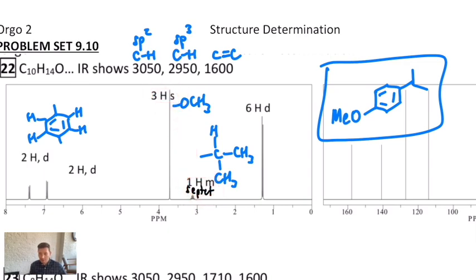So you can kind of confirm everything at the end and look at the signal location to really conclude that you have the right structure. Not even looking at the carbon NMR, but I'll close with it.